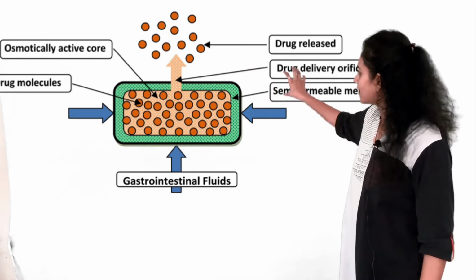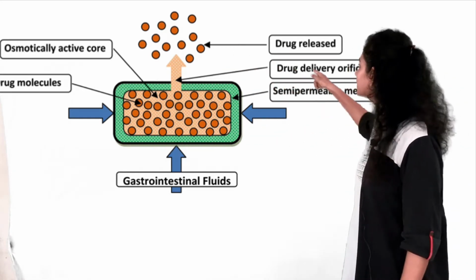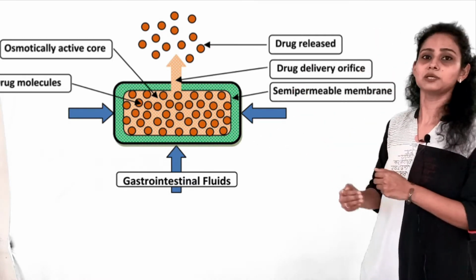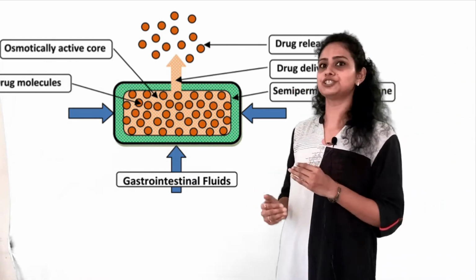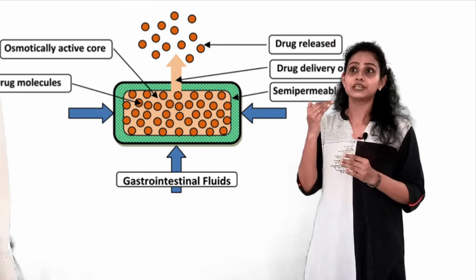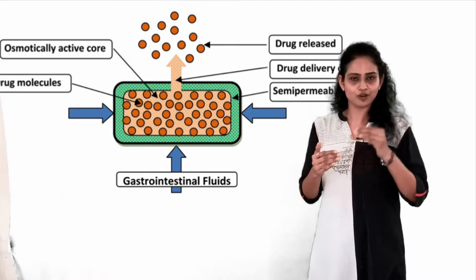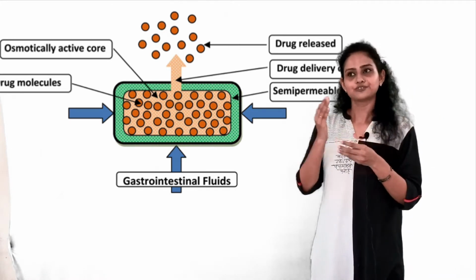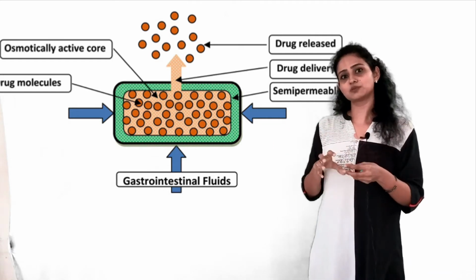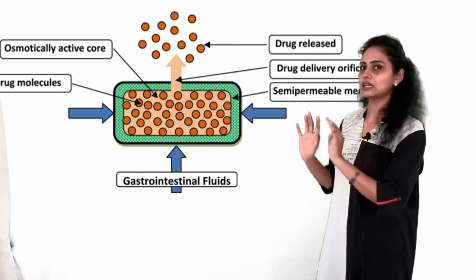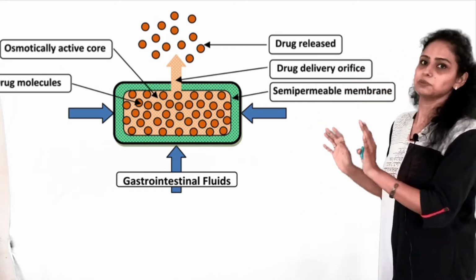Then around that core we will be having a coating of semi-permeable membrane. Now, the semi-permeable membrane will help us to create osmotic pressure, because from that semi-permeable membrane the fluid will enter, your drug will get solubilized, your osmogens will create pressure and your drug will come out. So, that is the main role of semi-permeable membrane.